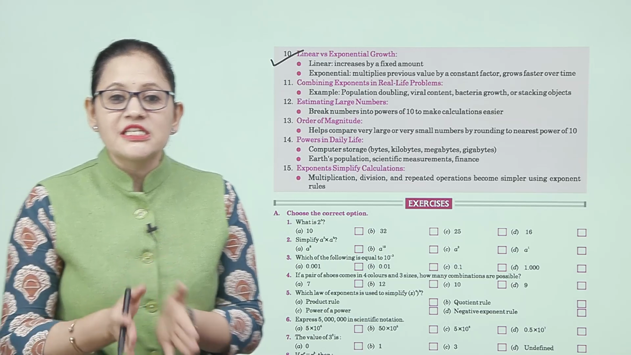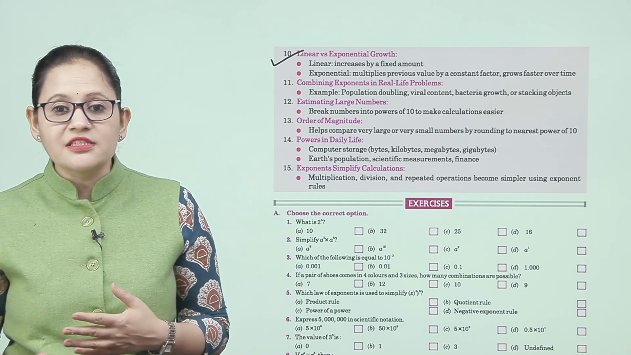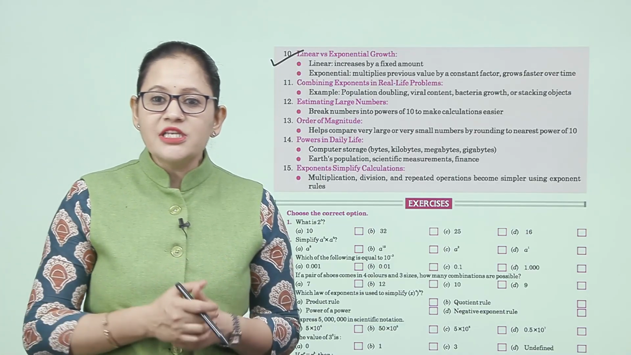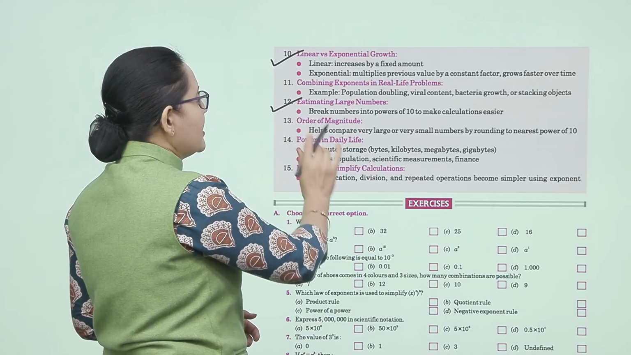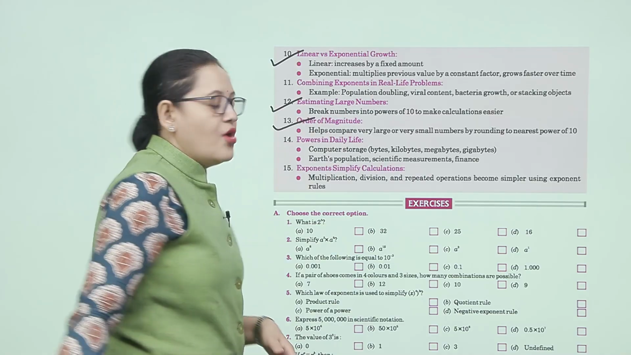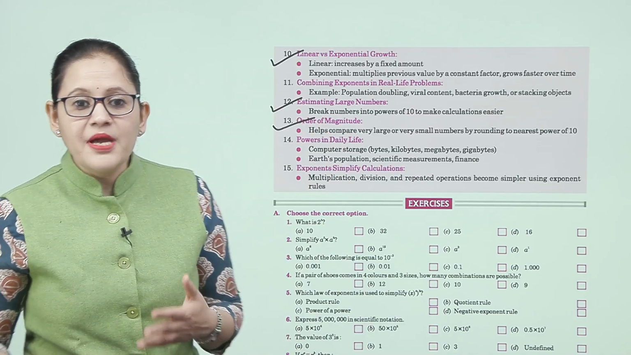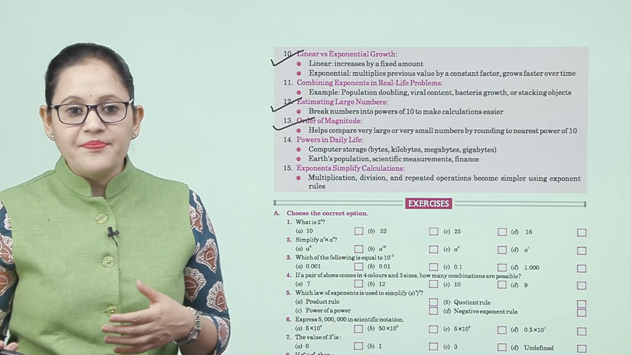Combining exponents in real life problems. Example, population doubling, viral content, bacterial growth or shrinking objects. Estimating large numbers: break numbers into powers of 10 and make the calculation easier. Order of magnitude helps compare very large and very small numbers by rounding to the nearest power of 10.